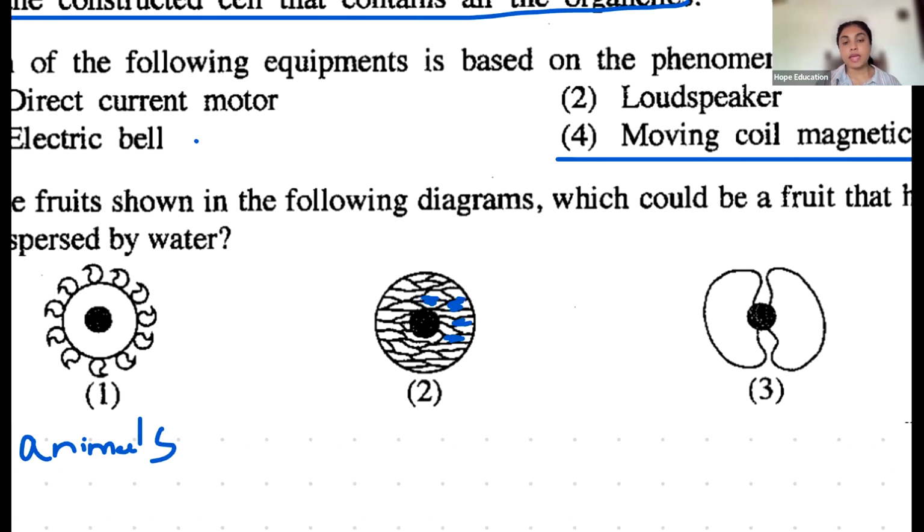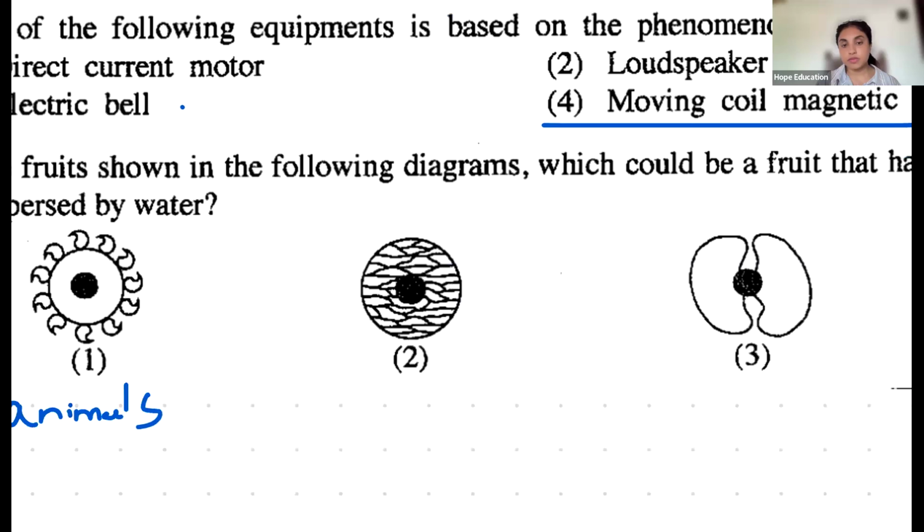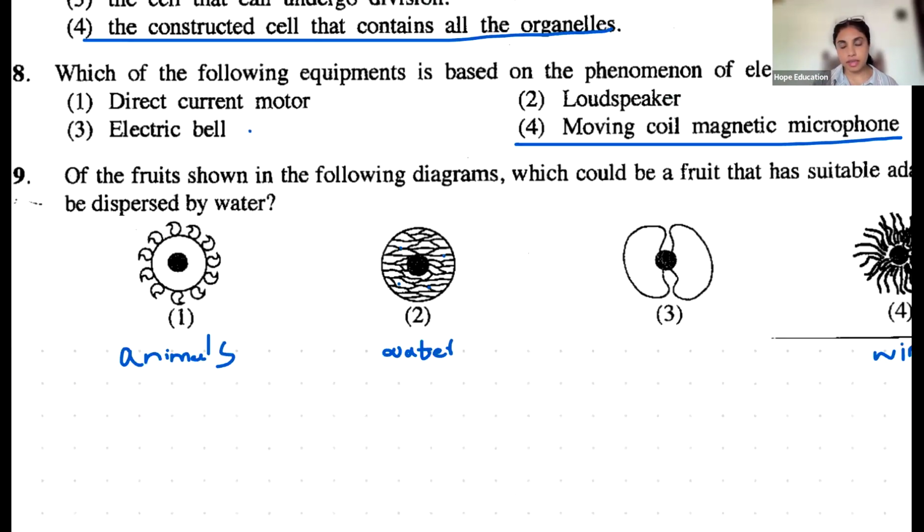Those are what we call dispersed by water. So when there are air-filled shells or pores or whatever inside, then that seed or fruit will easily float. Okay? This one seems like an explosive mechanism.